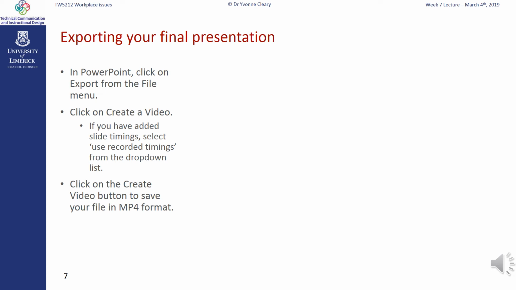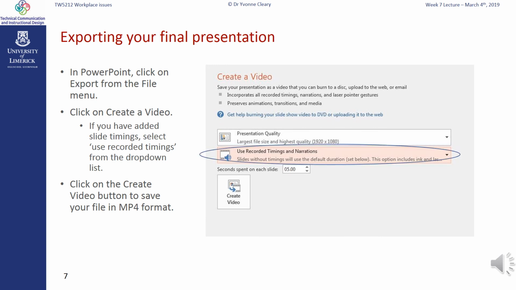The export procedure is quite straightforward. So in PowerPoint, you click on Export from the File menu, and here you click on the Create a Video option from the available options. And if you have added slide timings, you select Use Recorded Timings and Narrations from the drop-down list, and that will automatically appear if you have added slide timings or rehearsed your slide timings. So you then click on the Create Video button, and that's highlighted on this slide, to save your file in MP4 format. And you'll get a dialog box where you can select a local folder to save your file to.